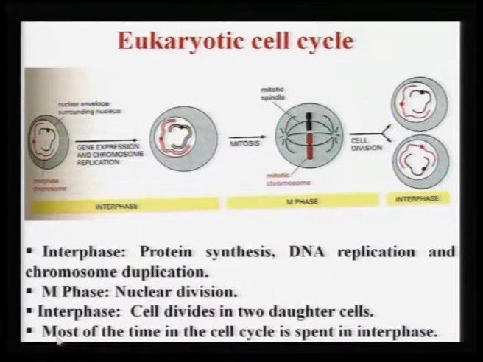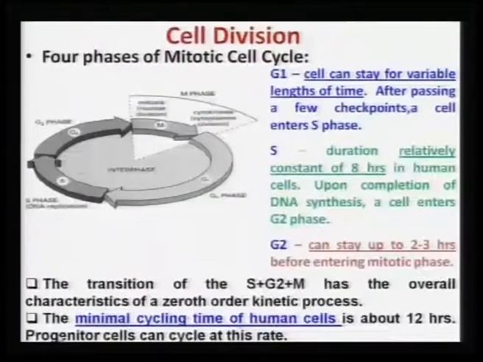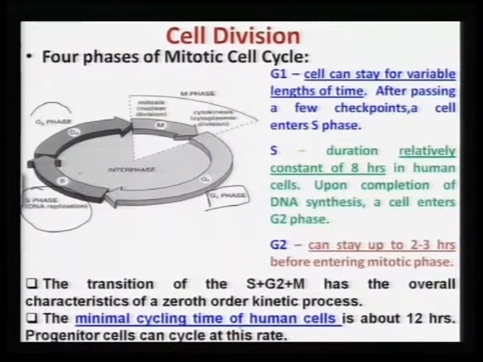Now, what you see here is that in most cases the cell spends most of the time in the interphase, and let us show this slide first. This slide essentially shows you that there are 4 distinct phases of the cell cycle. What are those phases? One is the G1 phase, that is the gap phase. S phase is the synthesis phase, that is where the DNA replication takes place. G2 is the gap phase 2, and then M phase is the mitotic phase. This is called a mitotic cell cycle.